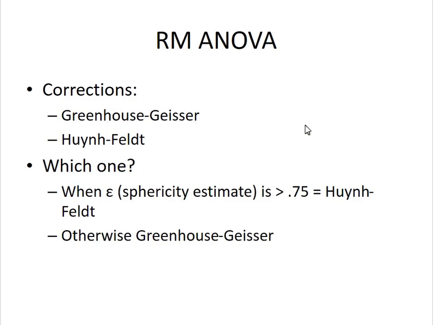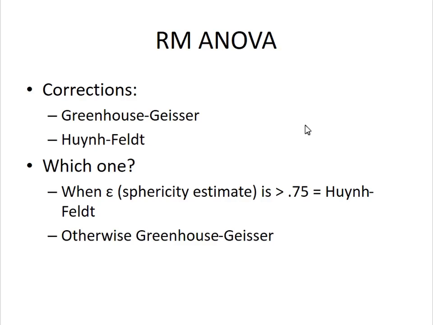Two main corrections: Greenhouse-Geisser, that's how I've always heard it said, I'm probably wrong, and Huynh-Feldt. So big two. I'm going to abbreviate these GG and HF from here out because they're not easy to spell. Which one do I use? This is not going to make any sense on this slide, but once you look at the output, hopefully it'll make a little more sense.